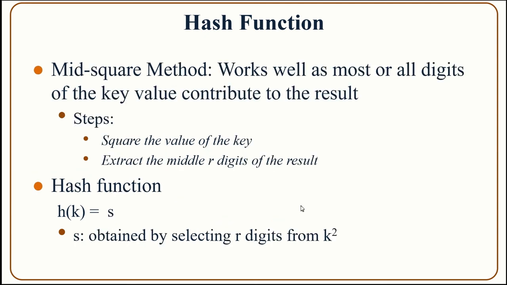We then talk about the least square method. This method works well as most or all digits of the key value contribute to the result. The hash value is calculated as follows. We first square the value of the key and then extract the middle digits of the result.